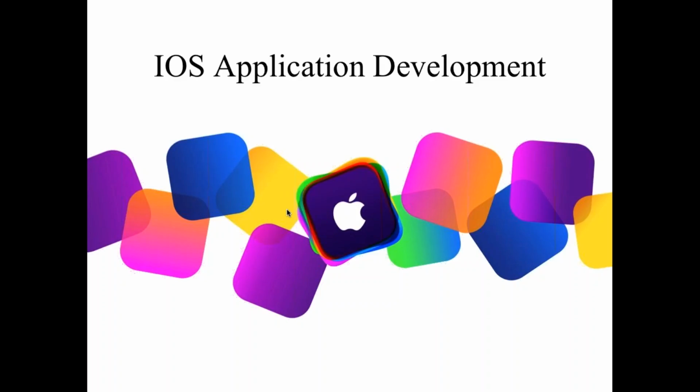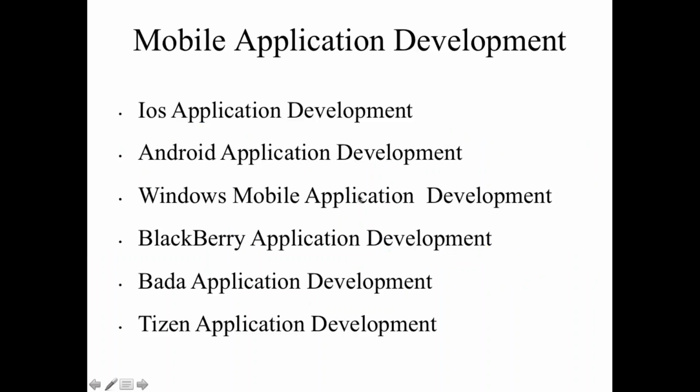This is a mobile operating system, and iOS application development comes under mobile application development. In mobile application development there are different mobile OSs: iOS, Android, Windows, BlackBerry, Bada, Tizen. These are all mobile operating systems, so these are different categories. In this, our concern is iOS. This is an Apple product. So we are going to develop applications only for iOS devices.